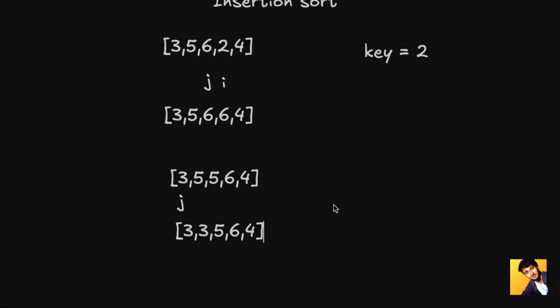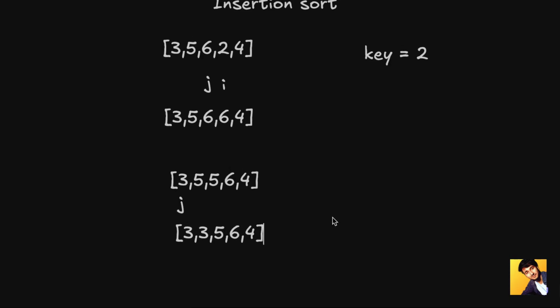Now we can see that there is no more element there, so j anyways we will decrement it. So it will come to the minus 1 position, j will come here. This is the position of minus 1, because this is the 0th position, right? So it comes to the minus 1 position.